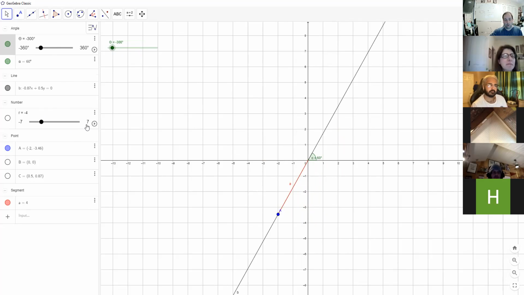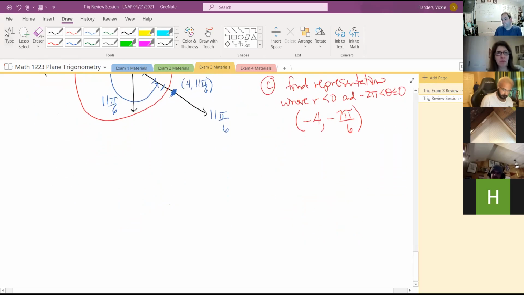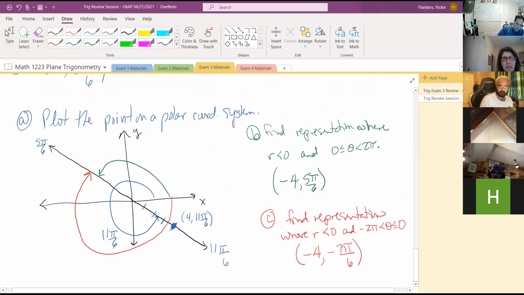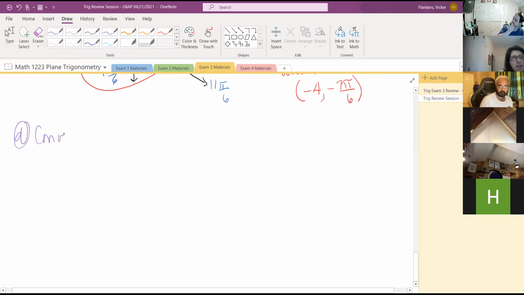So anyway, that was the whole point that she was trying to get across to you. Also, Vic, what about converting it back into rectangular? Yeah, let's go back to that. So let's convert it to rectangular. So I'll pull this up. And if I want to convert it, let's call this part D. Let's use a different color, maybe purple. Convert the point to rectangular.